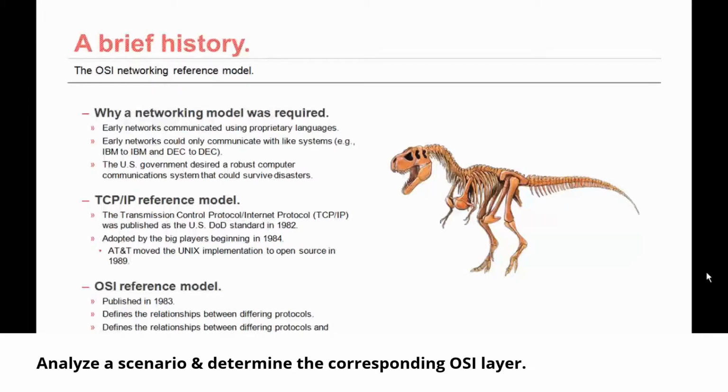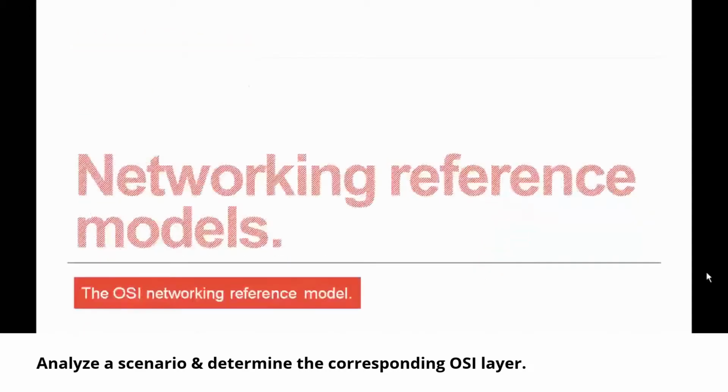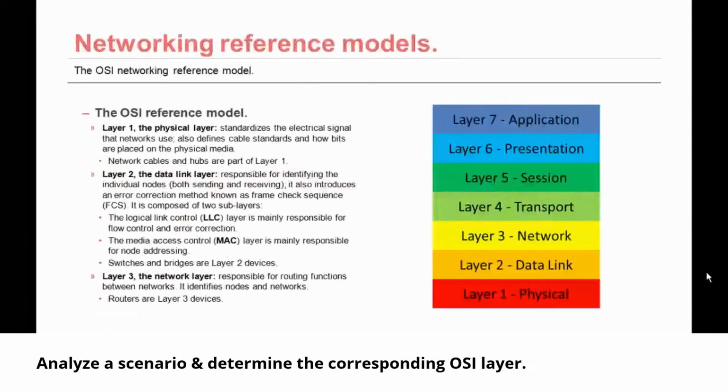The OSI reference model came later than the TCP IP reference model. The OSI model was published in 1983, and it defines the relationships between differing protocols and hardware. It's time to move on to a discussion about the networking reference models in more detail. We're going to begin with the OSI reference model. It is a 7-layer reference model.